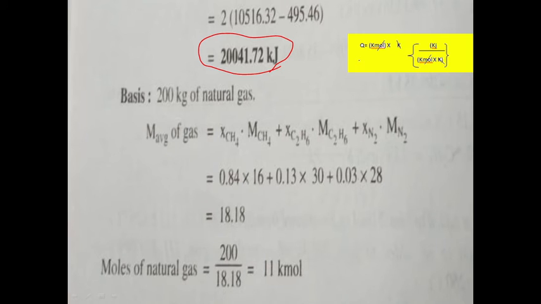How does it come to kilojoule? Refer to the yellow color box. Here n is in kilomole. Temperature difference is in Kelvin. Cp m dot is in kilojoule per kilomole Kelvin. Kilomoles are cancelled. Kelvins are cancelled. Finally we get the kilojoule value. Are you clear or not?